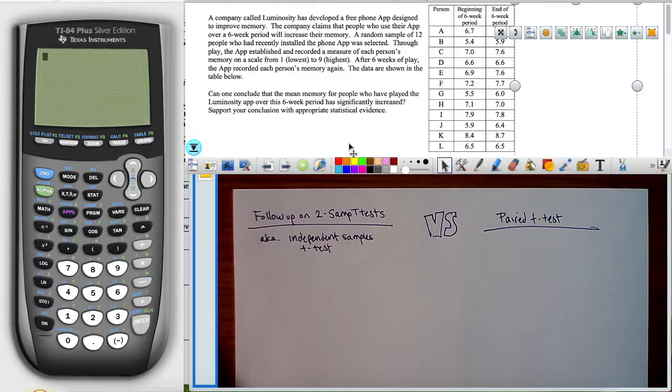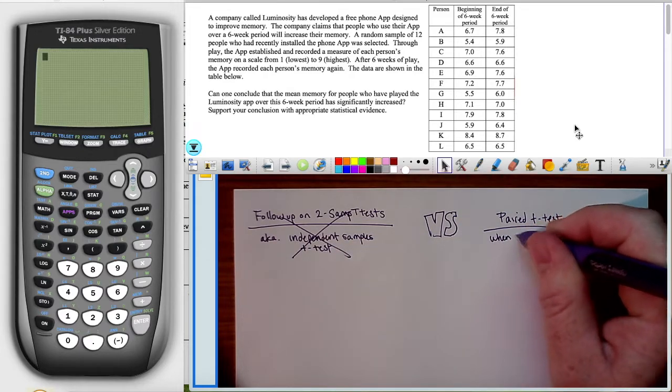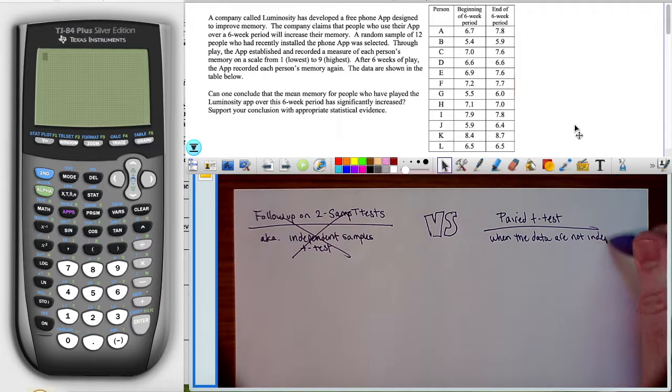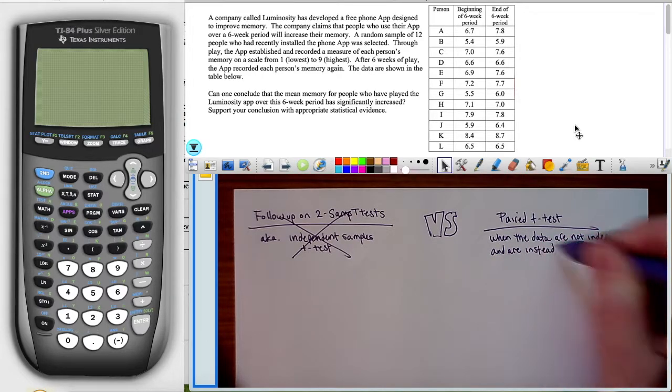t-test. In this case, we have an app developer who claims that memory can be improved, so they recruit 12 people, and we have pre-test and post-test scores. And the question is, did they improve? This is actually not a two-sample t-test because the data are paired, so we call this a paired t-test. These are actually the same 12 people measured both pre and post test.